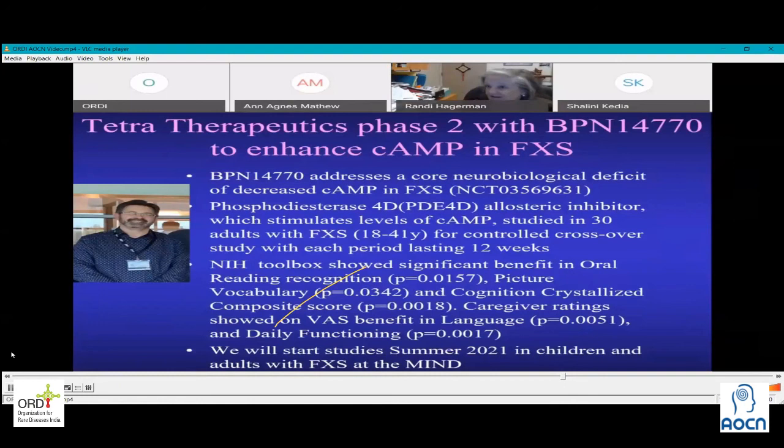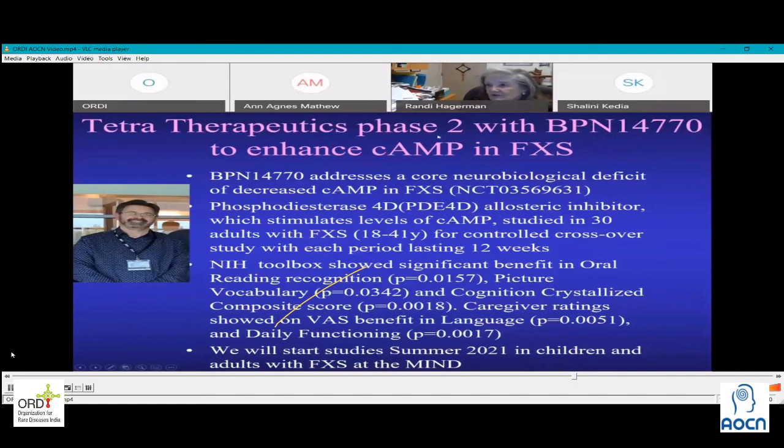I also want to mention that Tetra, which makes BPN14770, in a controlled trial found it was helpful for adults with Fragile X. This increases cyclic AMP, and this helped cognition using the NIH toolbox that David Hessl modified for those with intellectual deficits. So reading recognition, picture vocabulary, and the crystallized composite score, along with visual analog showing benefits in language and daily functioning.